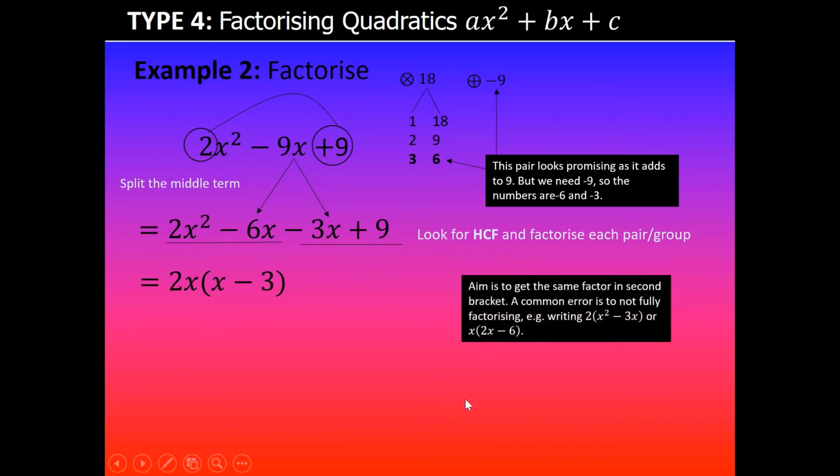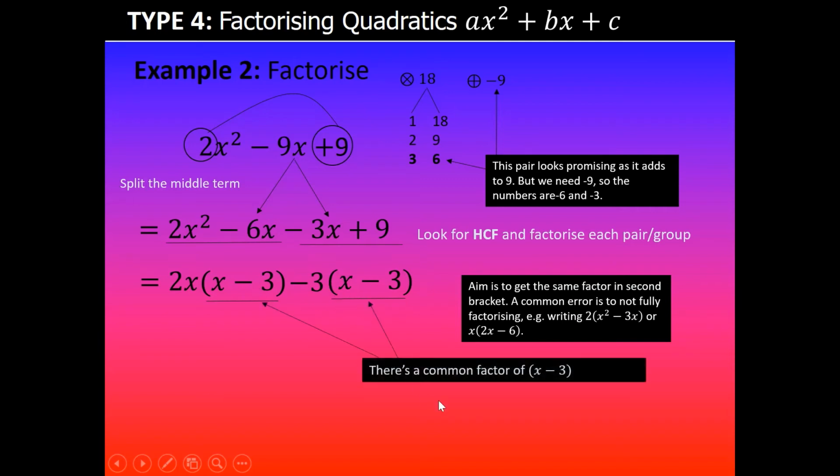So the aim now is to get the same factor in the second bracket, and the way we can do that is if I take out negative 3 and then leave the rest inside the bracket, you will see that minus 3 times x will give me minus 3x, and negative 3 times negative 3 will give me positive 9. So this way I'm able to get the same factor in both the brackets.